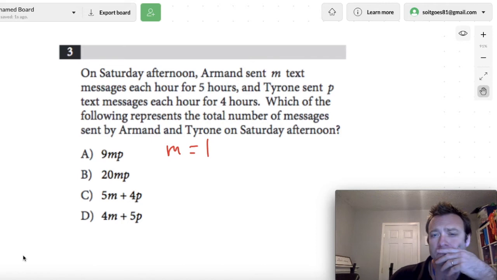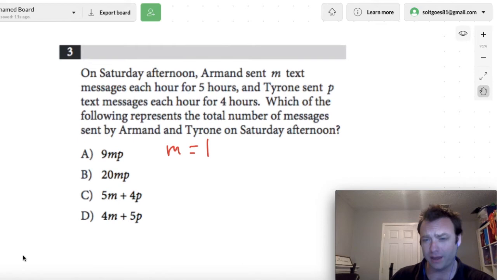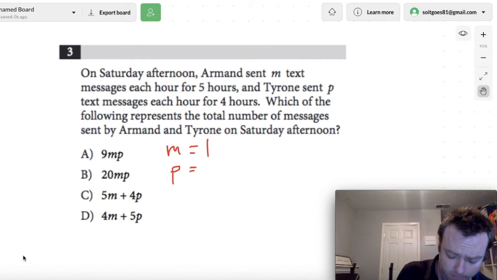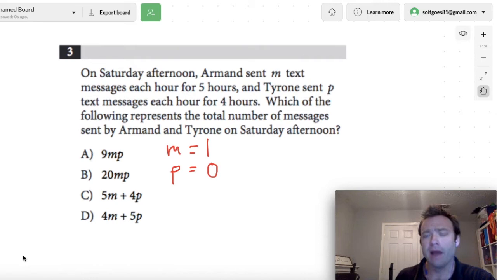Okay, good. All right, and Tyrone sent P text messages each hour for 4 hours, but I don't want to deal with P. I don't want to deal with any variables. Let's come up with a value for that. Let's set P as 0. Ones and zeros are great. They're going to make the arithmetic very, very easy. Okay. All right. Now, what is the question asking us to solve for here, Caden?